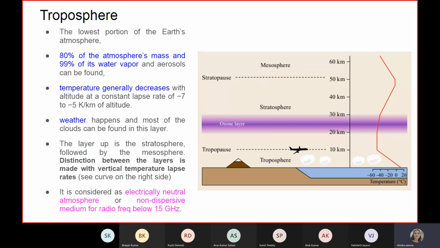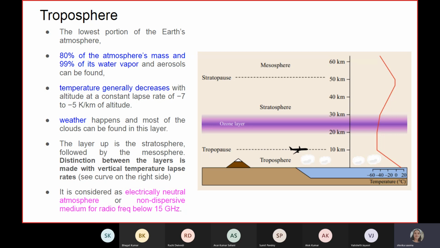The troposphere, we saw some characteristic points: major atmospheric mass is concentrated from 0 kilometers at the surface to about 10 kilometers, and 90% of its water vapor also is here. You can see in the figure that clouds are happening below the tropopause, so major weather is happening below the tropopause. What is tropopause? At 10 kilometers, the top boundary of the troposphere is there.